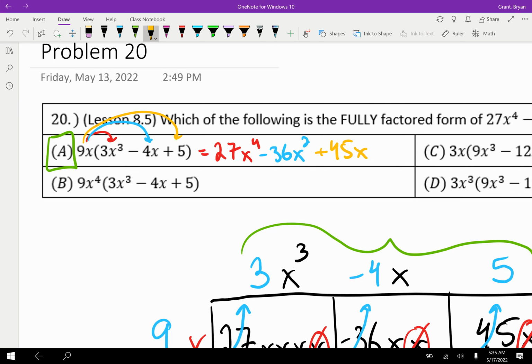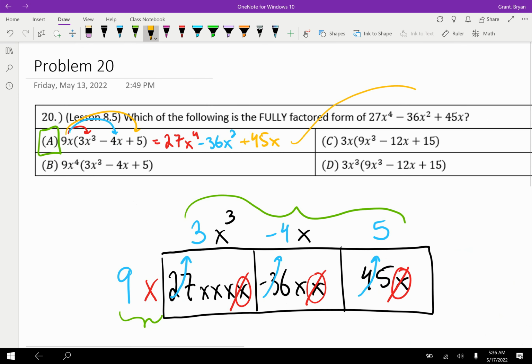Right? With any problem that's in factored form, you should be able to multiply it back out, and it better match what you started with. And if it does, that is probably the right answer. So again, we had the correct way to do it down here. We had another way to check our answer up above.